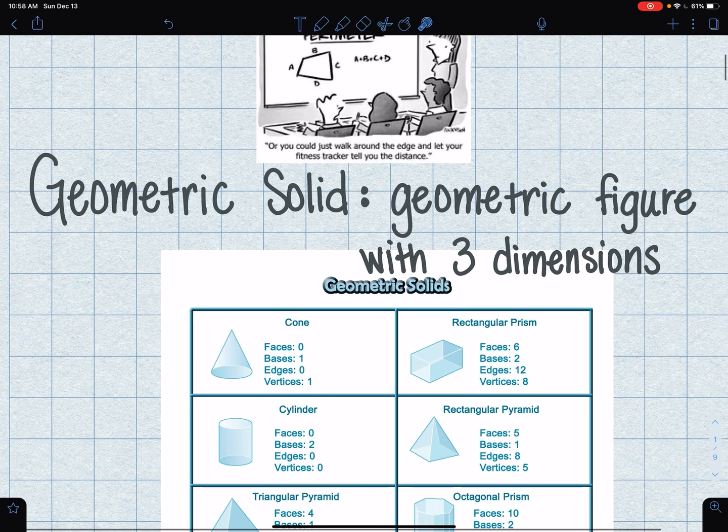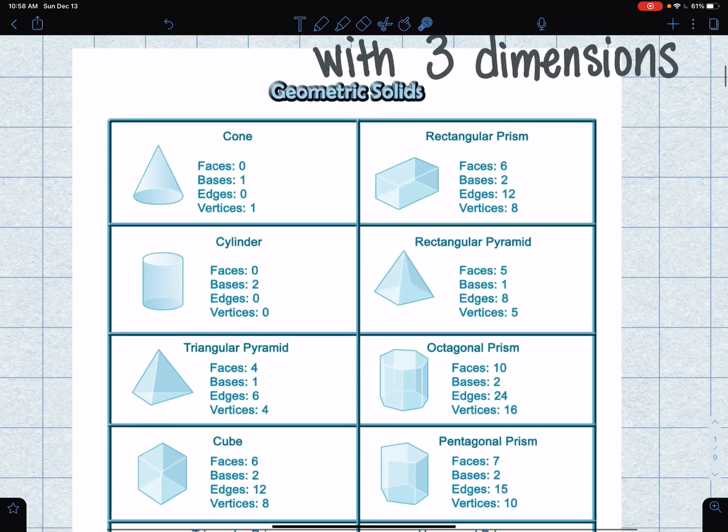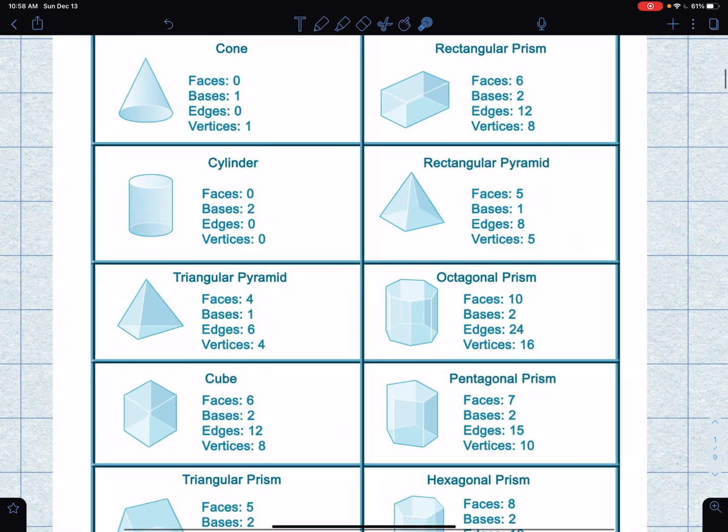So a geometric solid is going to be a geometric figure that has 3 dimensions. And we're going to go over some of them. I'll show you some of them that they point out in the book.